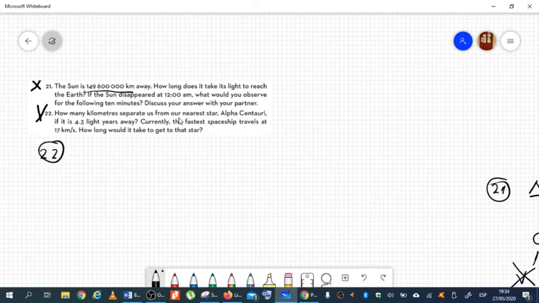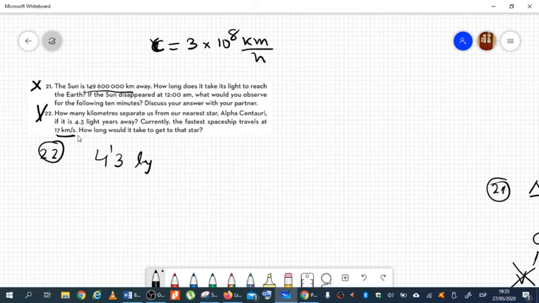How many kilometers separate us from our nearest star, Alpha Centauri? If it is 4.3 light years away. Okay? Currently, the fastest spaceship travels at only, imagine, okay, 17 kilometers per second. Whereas the light travels, see, at the speed of, at this speed.